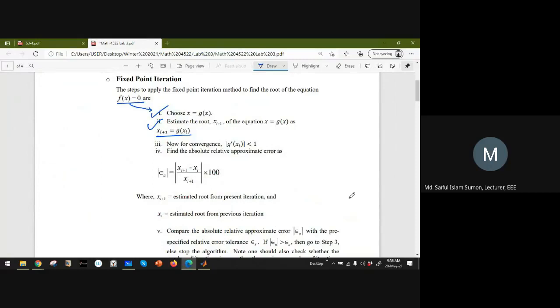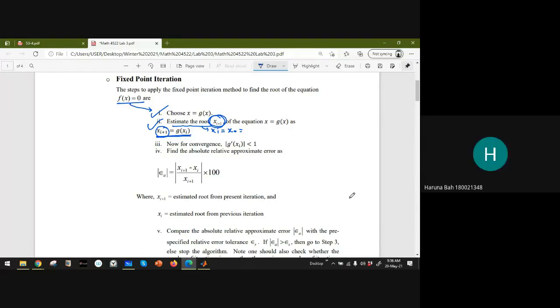So you can see that in the second step, at first I need to estimate one root. Okay, so the first one is estimated. Suppose x1 is equal to x0, any value. I'm going to estimate it, and for the upcoming values, that means x(i+1), I need to put g(xi). Okay, are you okay, everyone, with the second step?